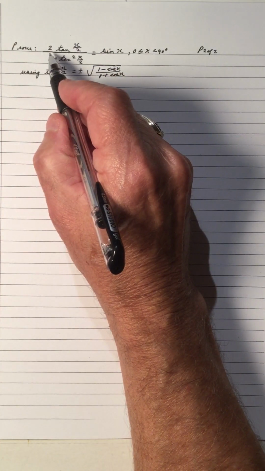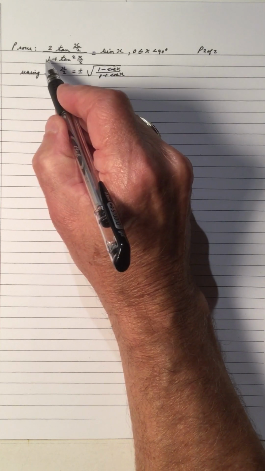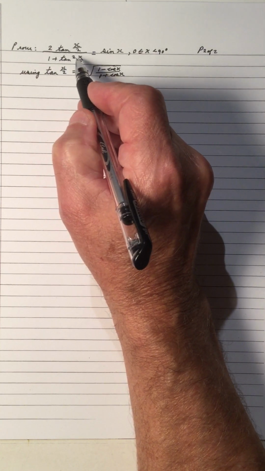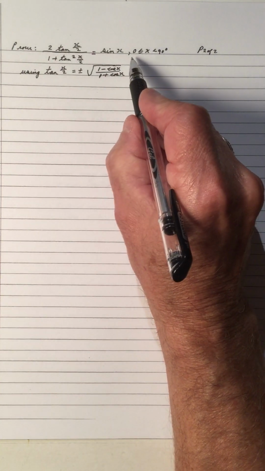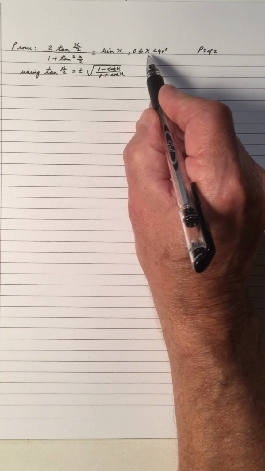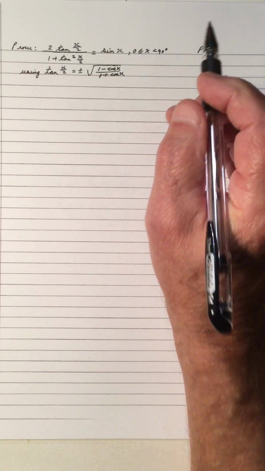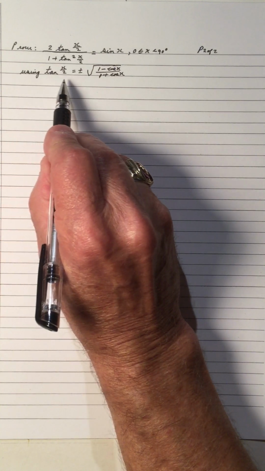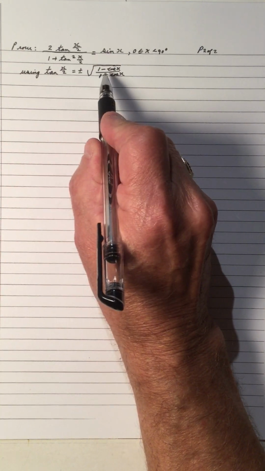Let's prove the identity that 2 times the tan of x over 2 divided by 1 plus the tan of x over 2 squared equals sine x. We're going to use the interval 0 less than or equal to x less than 90 degrees, and also the formula for the tan of x over 2 right here.